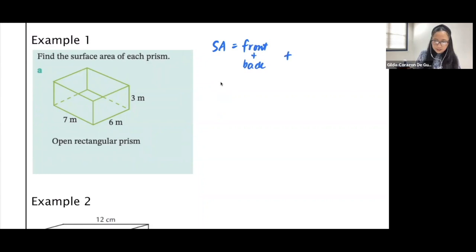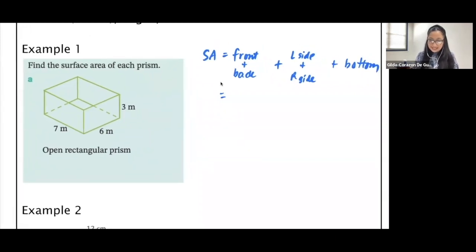And then what do we need to add? The left side and the right side, and then the bottom. Okay, we don't have the top because it's an open rectangular prism. Okay, so how do we figure out the area of the front and the back?